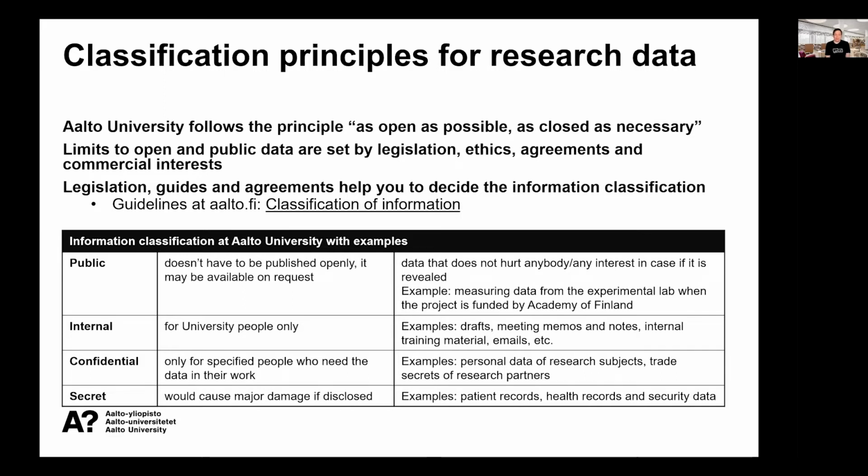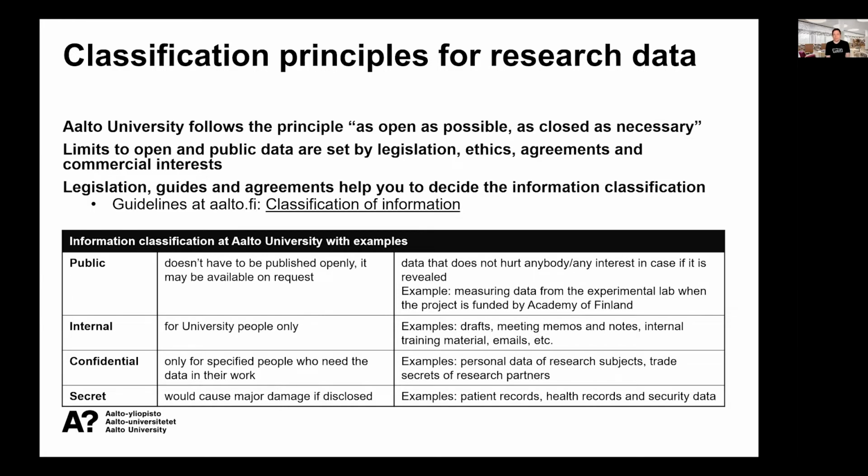And then the level is internal, which is meant for Aalto University people, our students, our researchers, our affiliate researchers, and so on. So this is typically some drafts, meeting memos, internal training material, emails, and this kind of ordinary working documents files. And confidential data is basically something that has to be restricted only to certain people who need the data in their work.